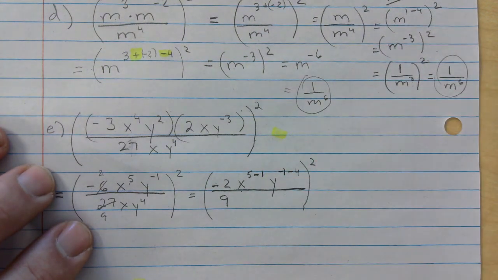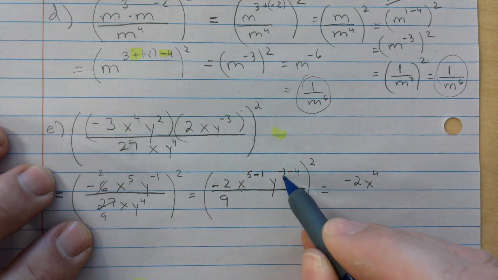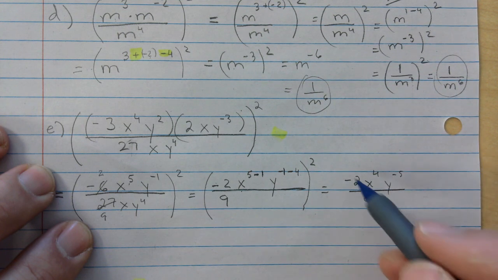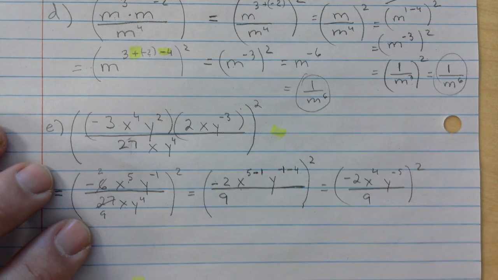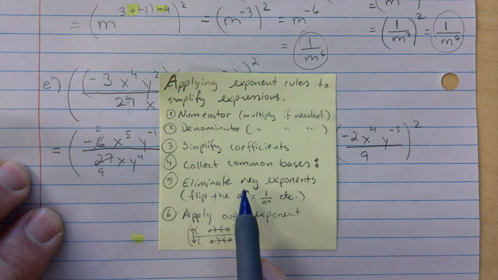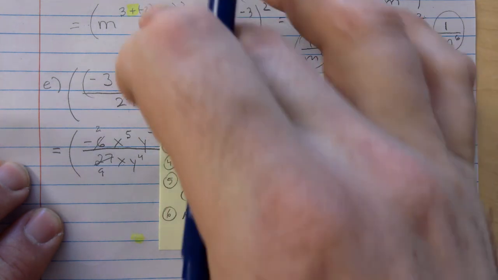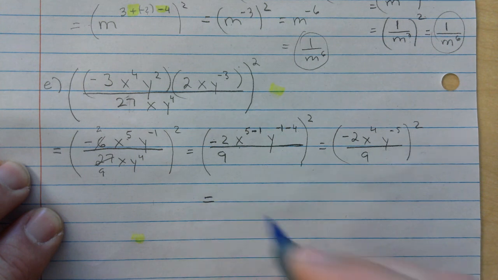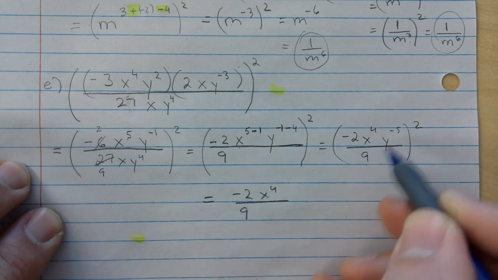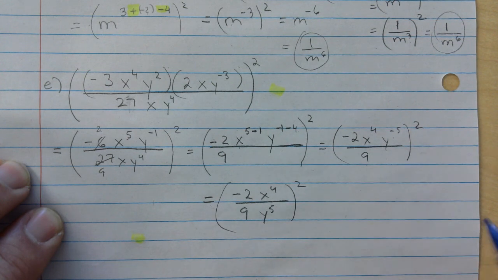I'm going to get rid of my sticky here. I'm just going to clean it up and rewrite it nicely. So this is 4. Negative 1 and negative 4 is negative 5. And in the denominator, I have my 9. All of that's still squared. I'm going to go look at my sticky again. I collected common bases. Eliminate negative exponents if you have any. So let's clean that up. The negative 2 is still there, x to the 4, and at the denominator you had the 9, and the y to the negative 5 comes down positive. All of that squared still.